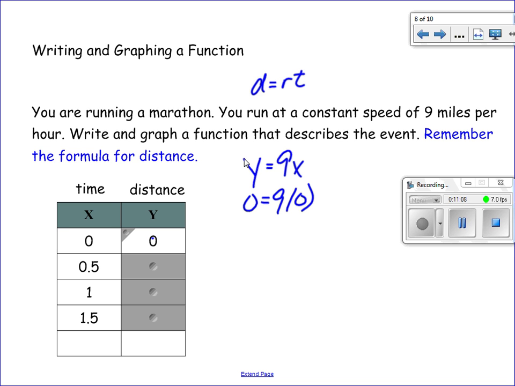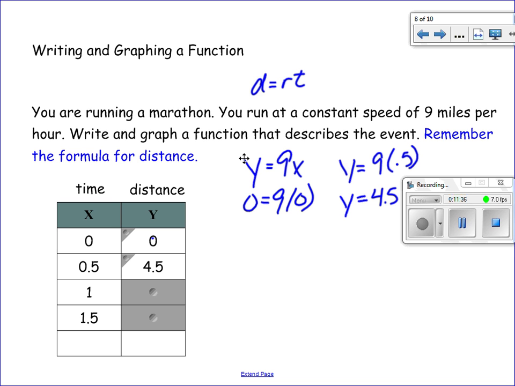In our second, y is going to be equal to 9 times 0.5. This you could do in your head. 9 times 5 is 45, but note the decimal. So y is going to equal 4.5. So in the time, if you took half a minute, you would have gone 4.5, or half whatever your time is going to be used.